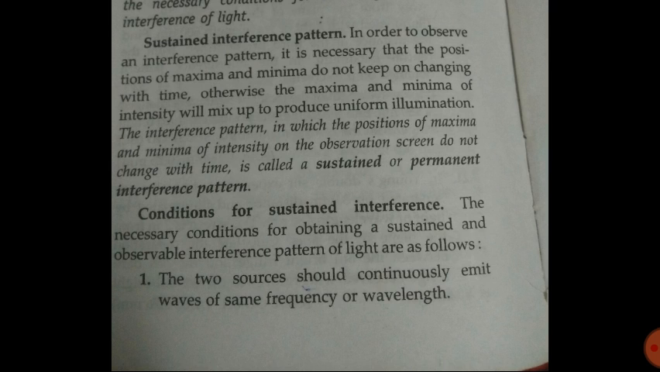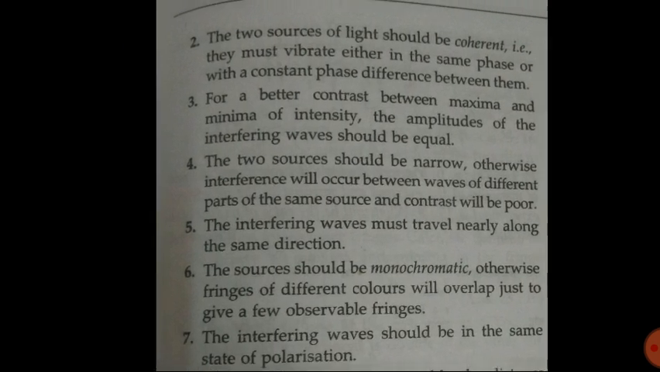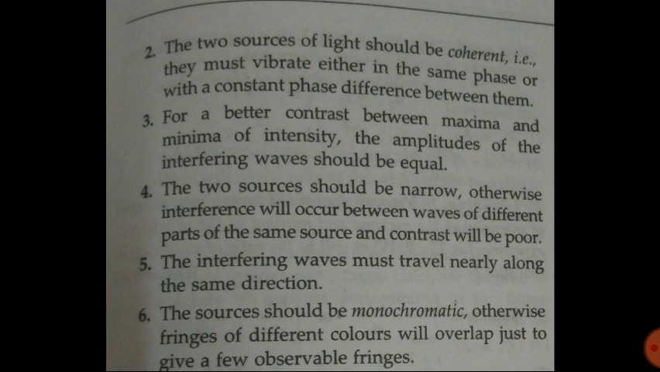Now, what are the conditions to obtain sustained interference? First, the two sources should continuously emit waves of the same frequency or wavelength. Second, the two sources of light should be coherent, that is, they must vibrate either in the same phase or with a constant phase difference between them. We have already discussed what happens if the phase is different, if the source is different, or if the light is not coherent. So here I am going to read the conditions simply for you.